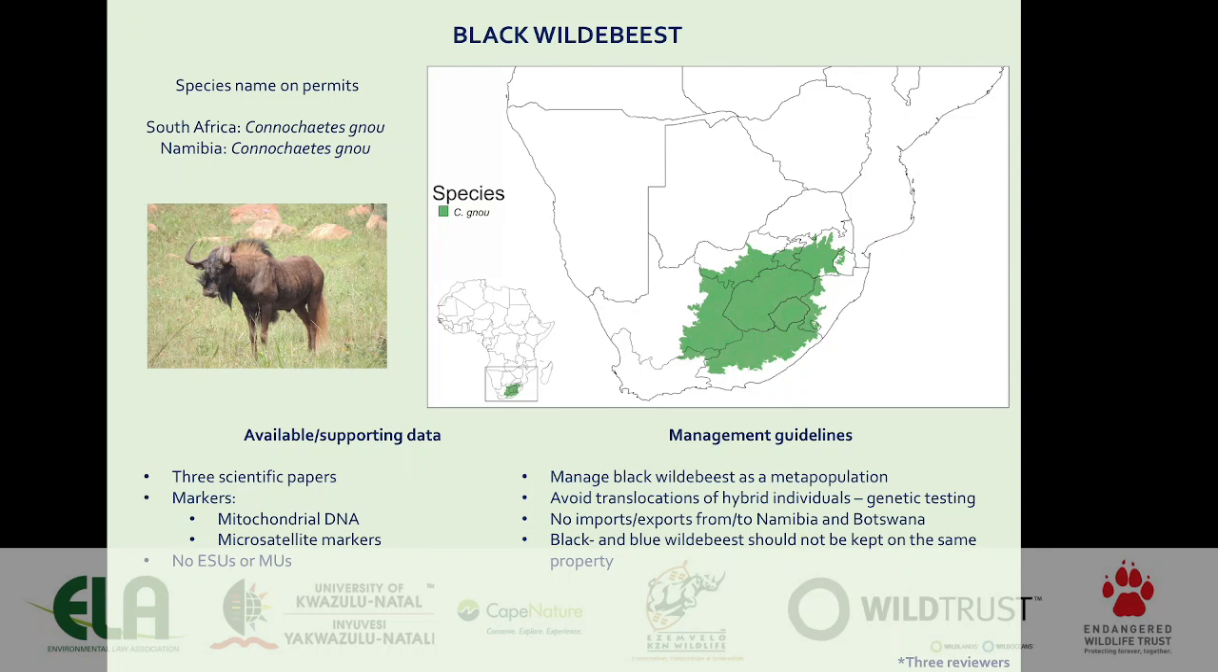There were no ESUs or MUs revealed, and the following management guidelines are suggested for black wildebeest. Black wildebeest should be managed as a metapopulation. If both pure and blue and black wildebeest are kept on the same property, all animals should be genetically tested before translocation to ensure no hybrid individuals are moved. Also, there should be no imports or exports from and to Namibia and Botswana, and black and blue wildebeest should not be kept on the same property.